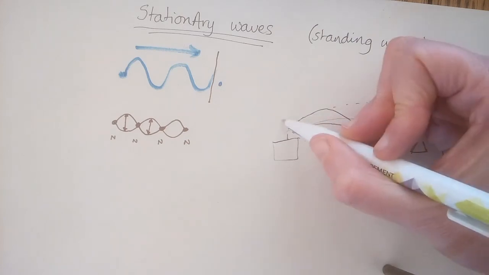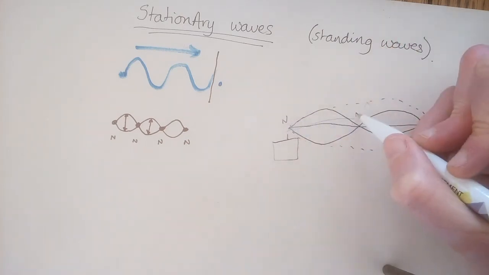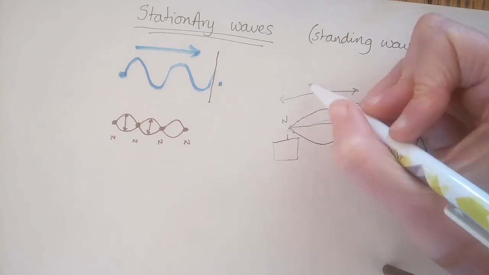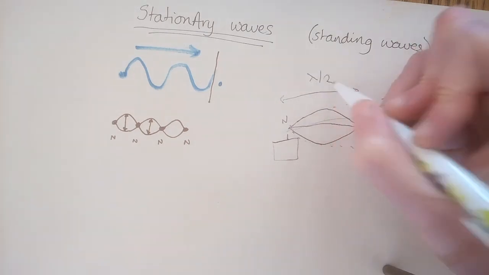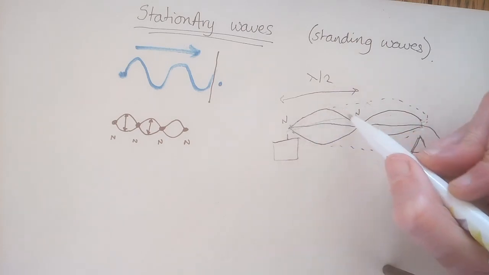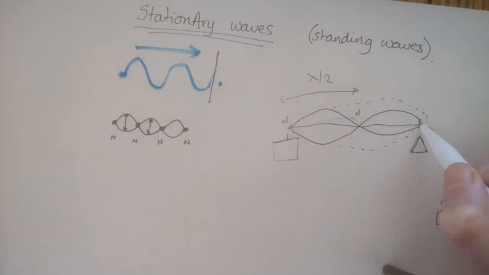Now, the distance between two nodes, that distance there, would be half a wavelength. Can you see why in this example? Because a whole wavelength would be from there to there. So the distance between two nodes is half a wavelength.